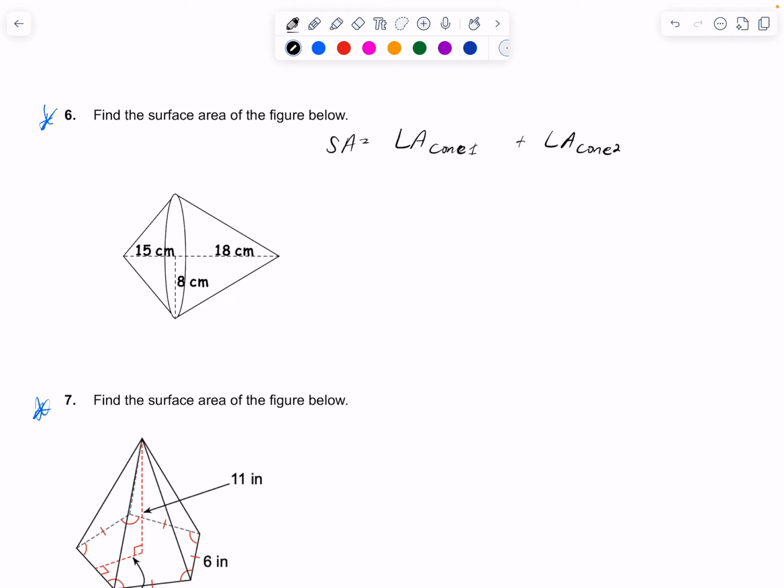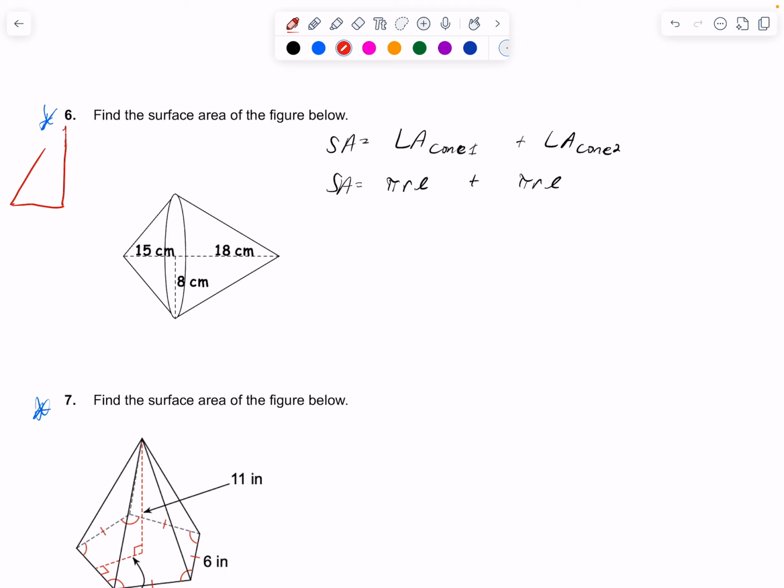Okay, now it doesn't matter which one you choose, but when you write the formula for these lateral areas of cones, you're going to have pi times the radius times the slant height for each of them. And what you should know is that we can find the radius of these, and we know we're going to use pi, but the slant height is something we don't know. So I'm going to go ahead and draw 2 triangles here.